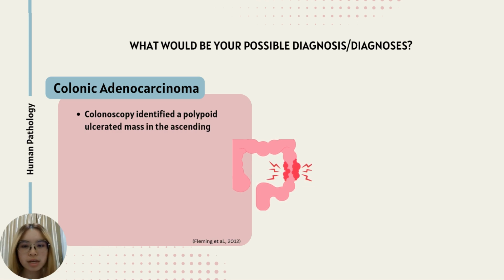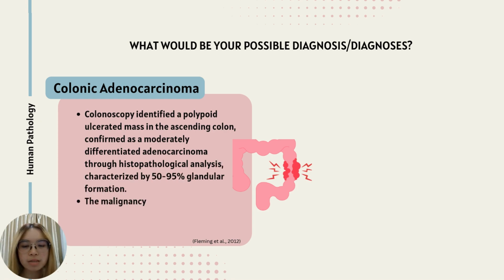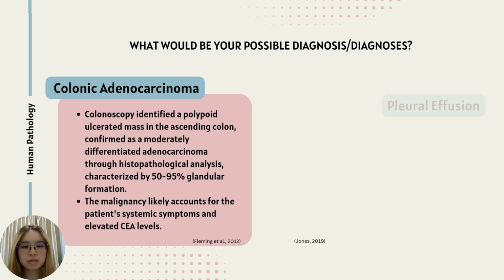First and foremost, colonic adenocarcinoma. Colonoscopy identified a polypoid ulcerated mass in the ascending colon, confirmed as a moderately differentiated adenocarcinoma through histopathological analysis, characterized by 50 to 95% glandular formation. The malignancy likely accounts for the patient's systemic symptoms and elevated CEA levels.